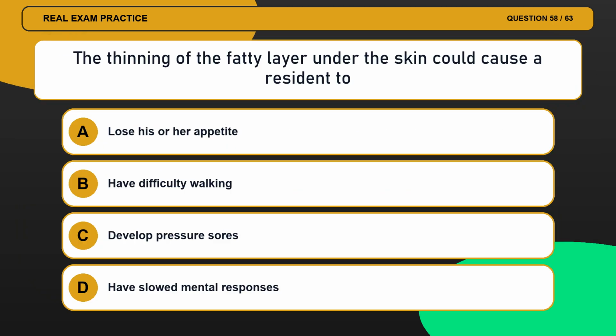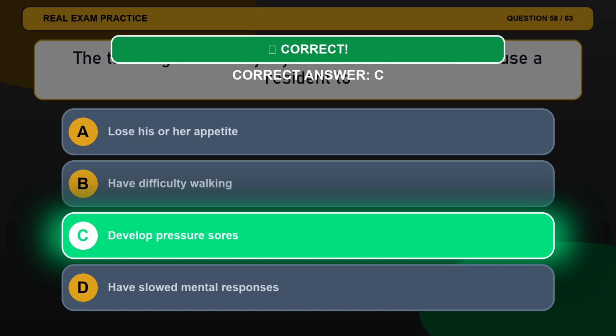Question 58. The thinning of the fatty layer under the skin could cause a resident to option A, lose his or her appetite. Option B, have difficulty walking. Option C, develop pressure sores. Option D, have slowed mental responses. The correct answer is option C, develop pressure sores.